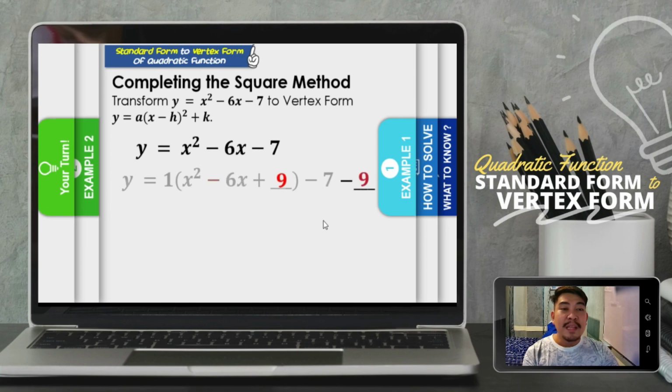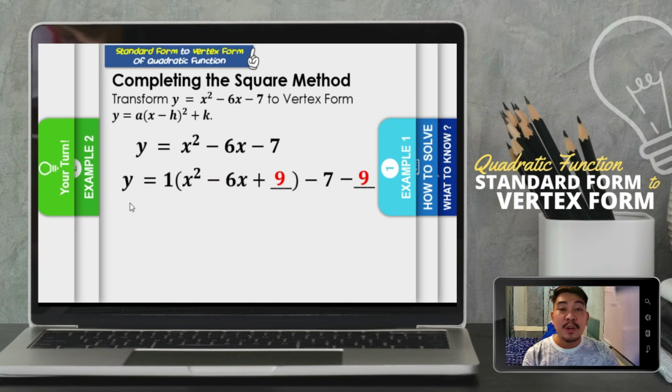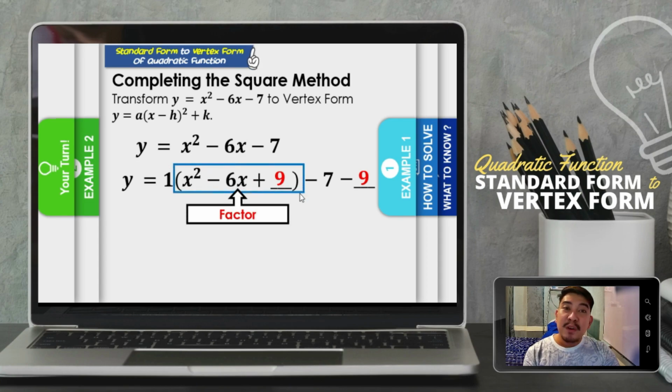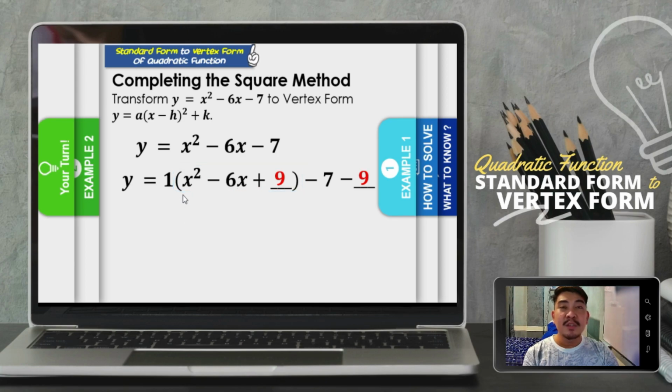So therefore, we now have the function y is equal to 1 times x squared minus 6x plus 9 minus 7 minus 9. And if you can see, this is a perfect square trinomial that can be factored as a square of a binomial. So to obtain that, we just need to get the square root of x squared. So that is the first term of the binomial. So we now have x.